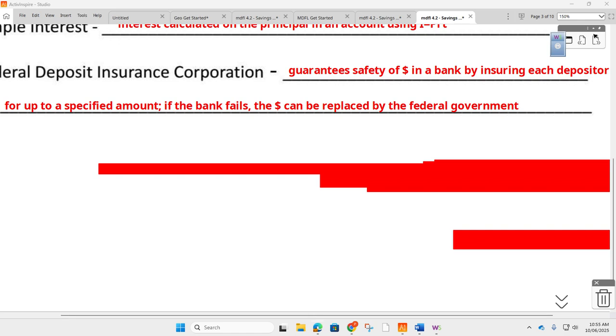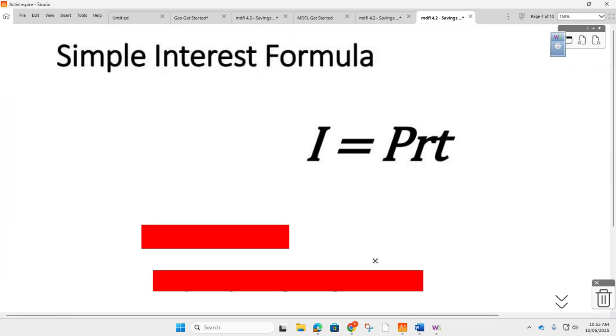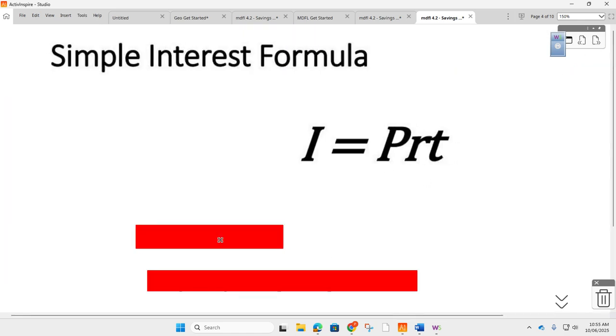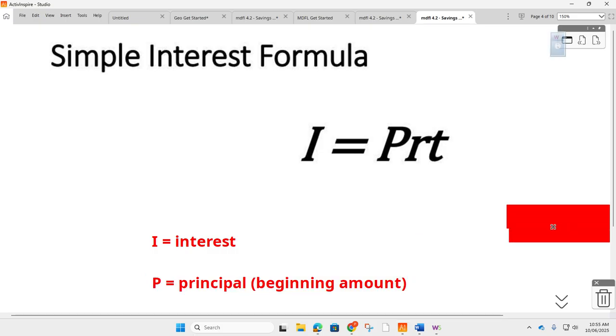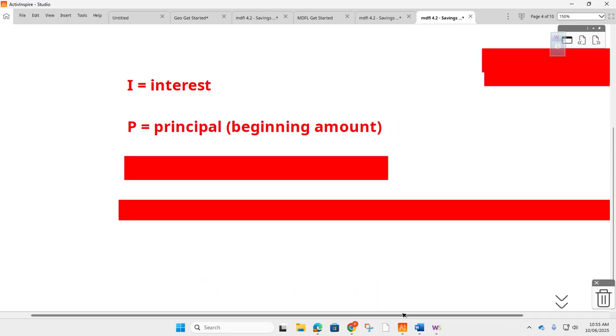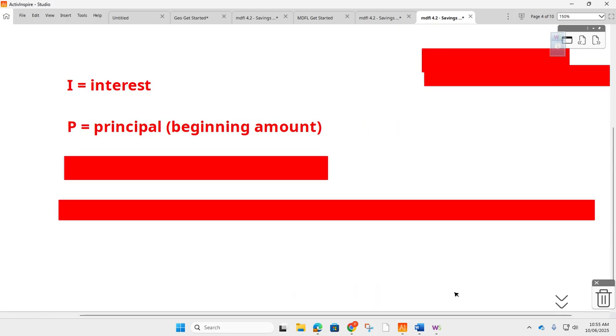We're going to go ahead and go to that screen. I equals PRT, where I stands for interest. Remember, interest is money paid or money earned. P is the principal or beginning amount, so it's either the amount you borrow or the amount in your bank account that you're going to earn interest on. So it's the amount you earn interest on or the amount you pay interest on. The beginning amount.